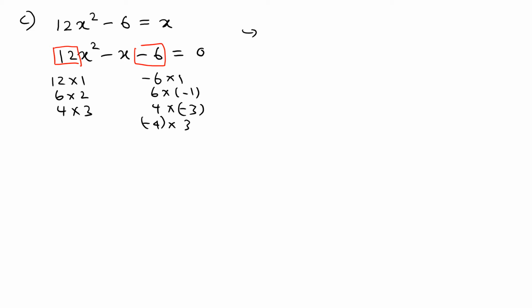So in general, we can use a trial and error method to find which factor is going to work. There are a lot of options, so we check which one gives the middle term.